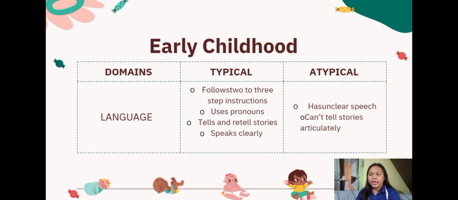The language domain refers to the process of acquiring language in a consistent order without the need for explicit teaching from the environment. Under the language domain, a child is developing typically when he or she follows 2 to 3 step instructions, uses pronouns, tells and retells stories, and speaks clearly. When a child has unclear speech and can't tell stories accurately, he or she is developing atypically.